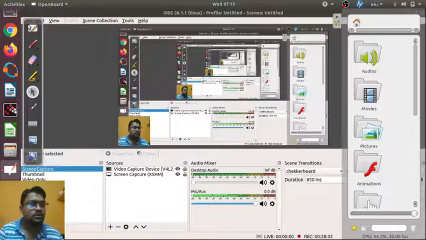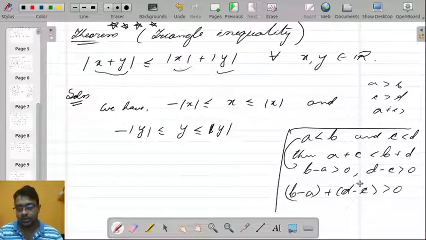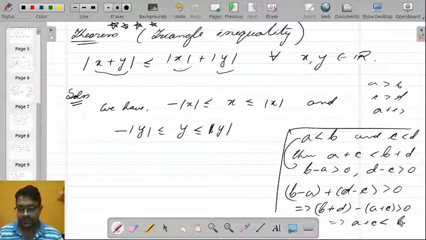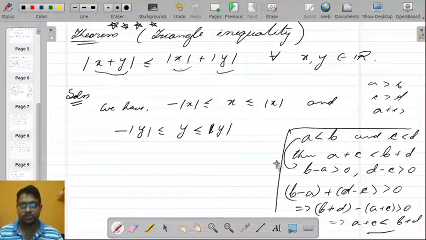Okay, so b minus a plus d minus c is greater than 0. So from here we can see that b plus d minus (a plus c) is greater than 0. So from that, by definition it follows that a plus c is strictly less than b plus d. Okay, so basically this property we will use.